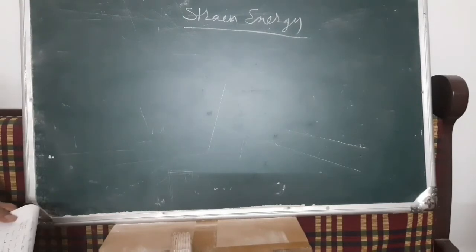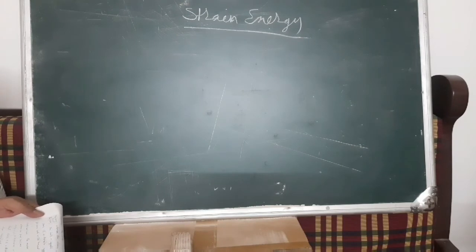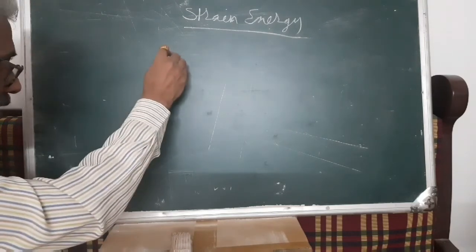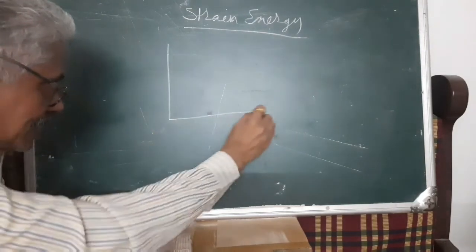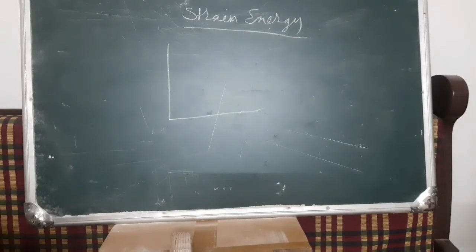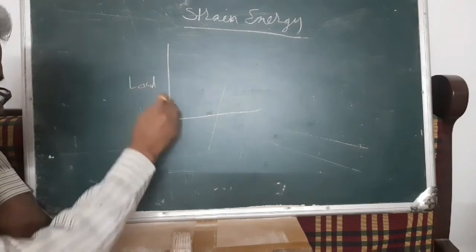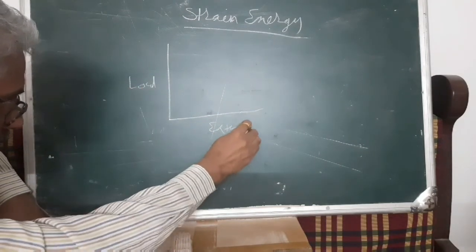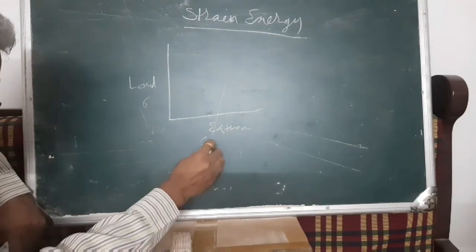Now first we will see the expression for strain energy stored in a body when the load is applied gradually. What is the condition in that case? The strain energy in the body is equal to the work done by the applied load in stretching the body. The figure shows the load extension diagram, that is, load versus extension, which is nothing but the stress versus strain diagram.